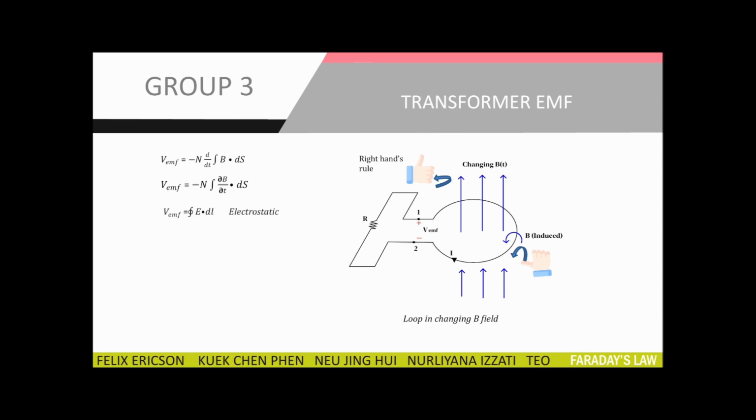From electrostatics, we know that V EMF equals the integral of E dot dl. Then we can equate it with the equation from Faraday's law. After that, apply Stokes' theorem to the left-hand side, then compare the left-hand side and right-hand side. We can see clearly that curl of E equals negative ∂B/∂t, which shows the relationship between electric field intensity E and magnetic flux density B.